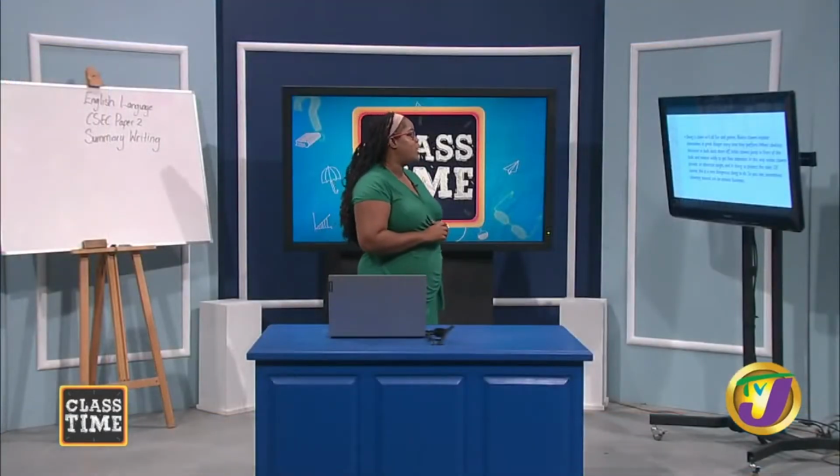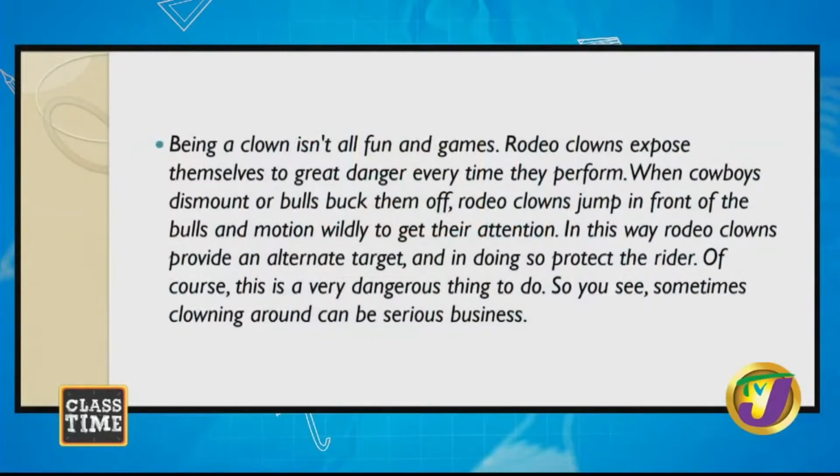All right, the passage. Being a clown isn't all fun and games. Rodeo clowns expose themselves to great danger every time they perform. When cowboys dismount or bulls buck them off, rodeo clowns jump in front of the bulls and motion wildly to get their attention. In this way, rodeo clowns provide an alternate target, and in doing so, protect the rider.